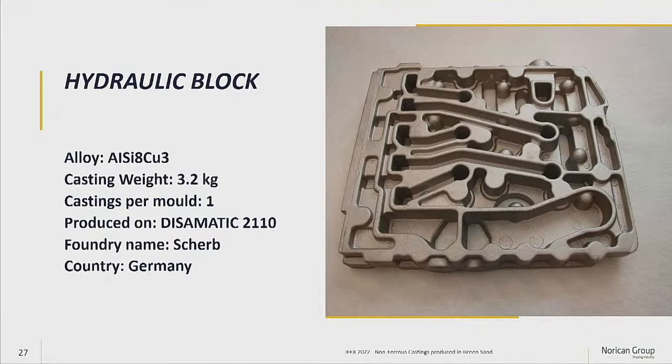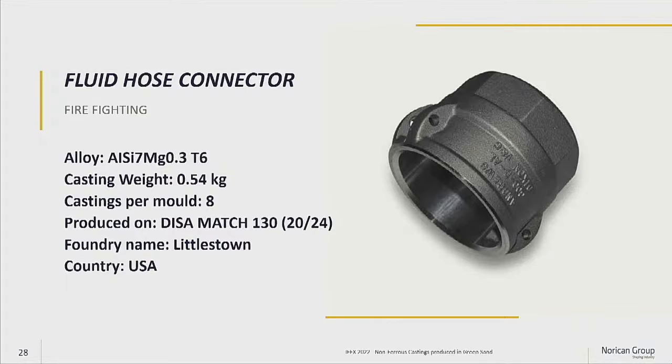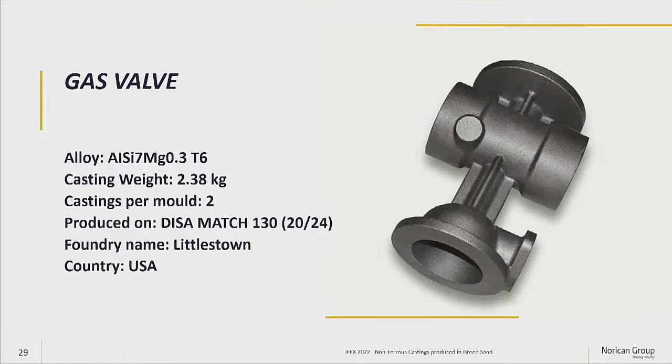Here we have an example of a hydraulic block where we have requirements to pressure tightness, and we also have requirements to the mechanical properties. A connector for a fire hose, a critical part. Of course, this part cannot break in operation when it's part of a firefighting system. Gas valve, also a casting produced successfully in green sand, and also a casting where we need pressure tightness.